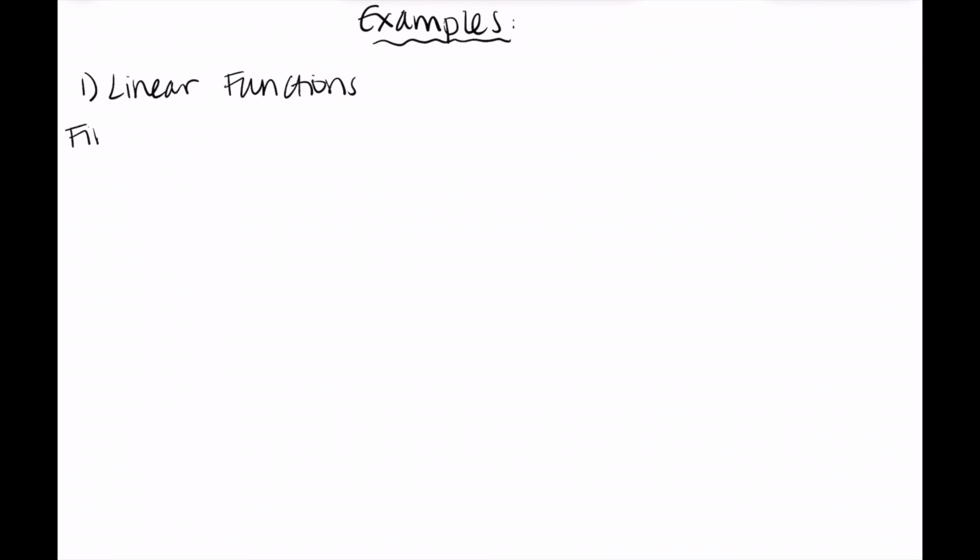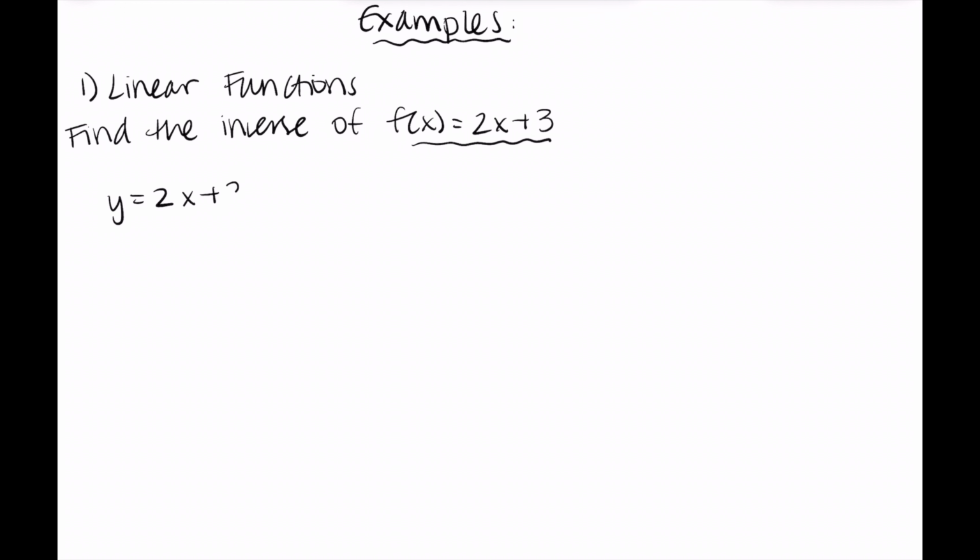For our first example, we have a linear function. Number 1 says to find the inverse of the function f of x equals 2x plus 3. Our first step is to write this as a y equals. So we have y equals 2x plus 3. Our next step is that we're going to swap our x and our y. So we'll rewrite this as x equals 2y plus 3.